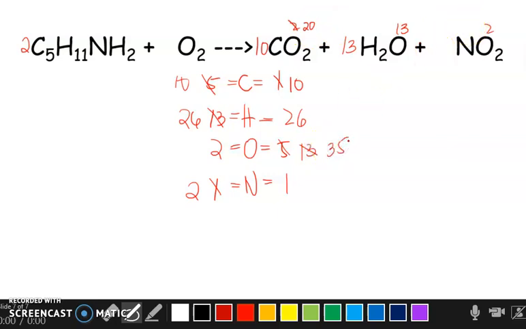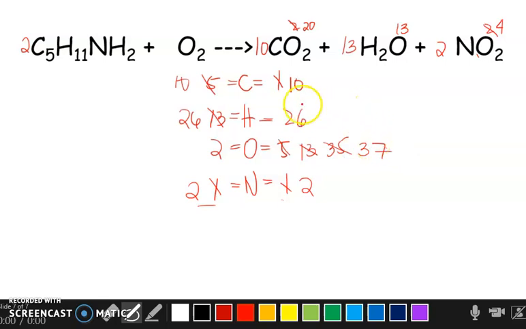Now, another thing is your nitrogen is not the same. So since this is 2, just multiply this one, but since this is 1, you just multiply it by 2. 2 times 1, your nitrogen becomes 2. 2 times 2, your oxygen becomes 4. So 20 plus 13 plus 4 is going to be 37. So your oxygen now is going to be 37.